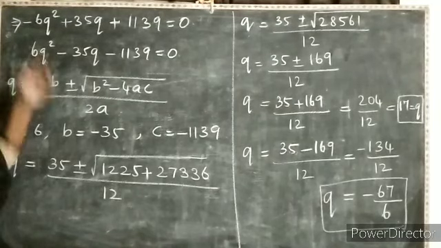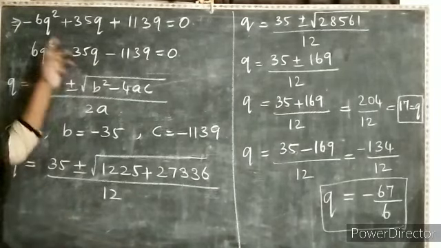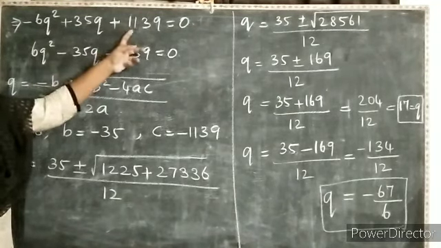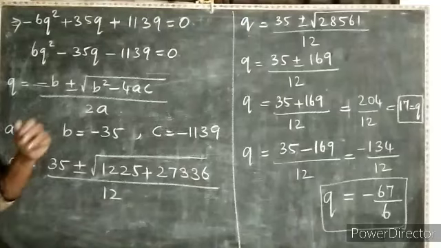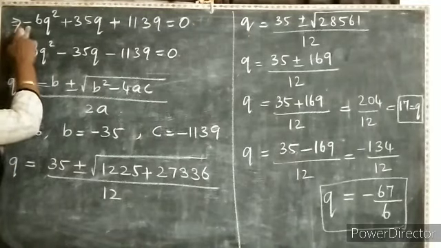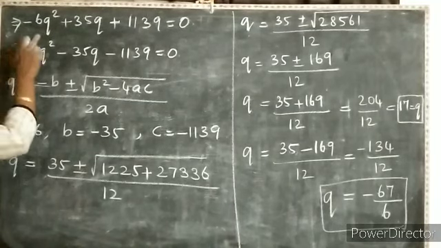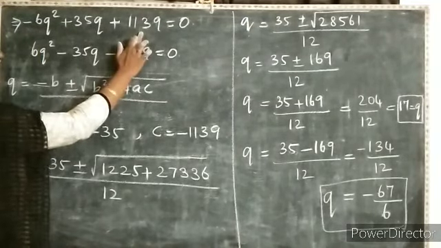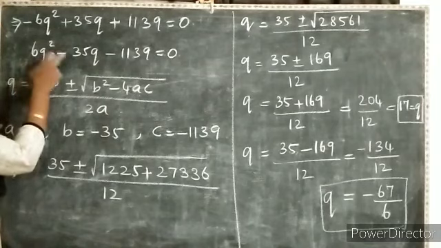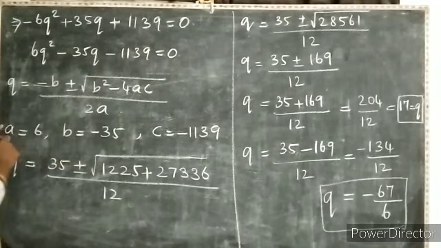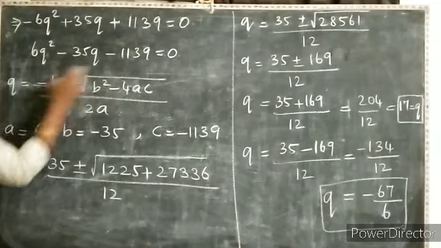Okay, so now from the previous equation, I have simplified into minus 6q squared plus 35q plus 1139 equal to 0. Now look into this, since we have minus in front, we never allow this minus in front. So we are going to multiply throughout by minus. So this becomes 6q squared minus 35q minus 1139 equal to 0. Now this is the quadratic equation.